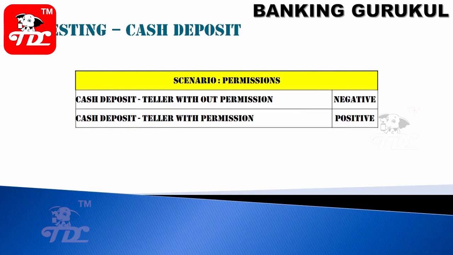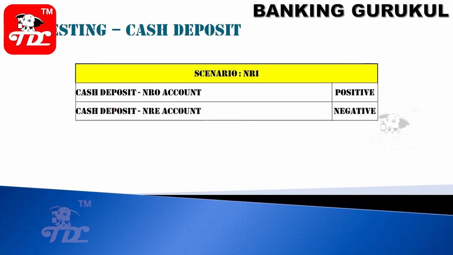Scenarios like permissions. In branches different tellers are available, but few users are permitted to do a cash transaction. As a positive scenario, a teller has cash transaction permission and can do a cash deposit transaction. Another teller doesn't have any permission to do a cash deposit transaction; you can try that too, it is a negative scenario. And you can test for NRI accounts. For an NRO account, it is a positive scenario. Cash deposit to an NRE account is a negative scenario, you can test it.